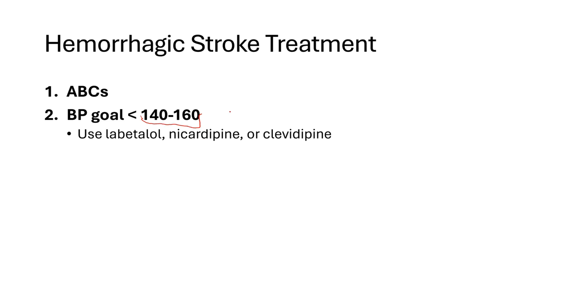The reason being is that if we decrease the blood pressure, it decreases the amount of blood that will be feeding and growing into where the hemorrhage is occurring. We can use beta blockers such as labetalol, and nicardipine and clevidipine, which are calcium channel blockers. But our BP goal is very important, and we'll talk about this in the upcoming slides.